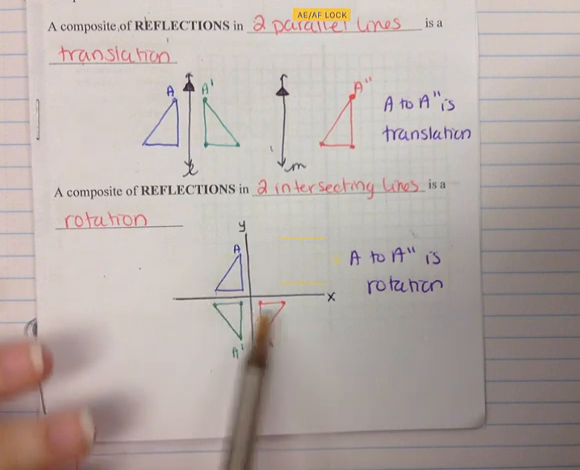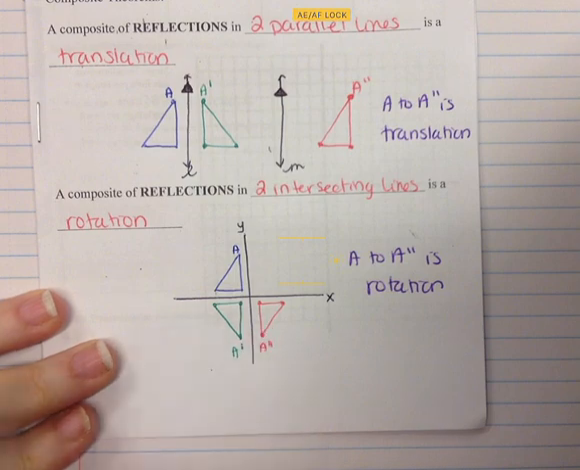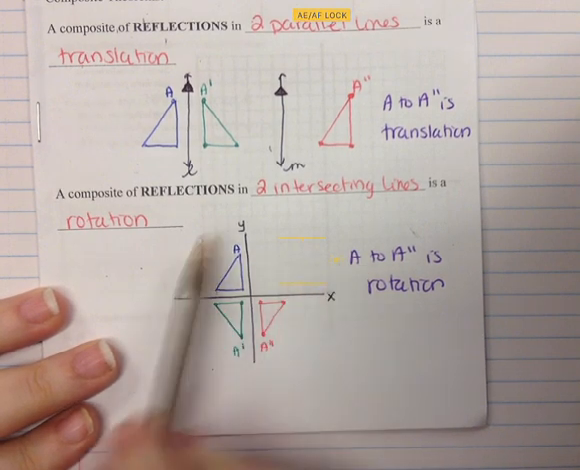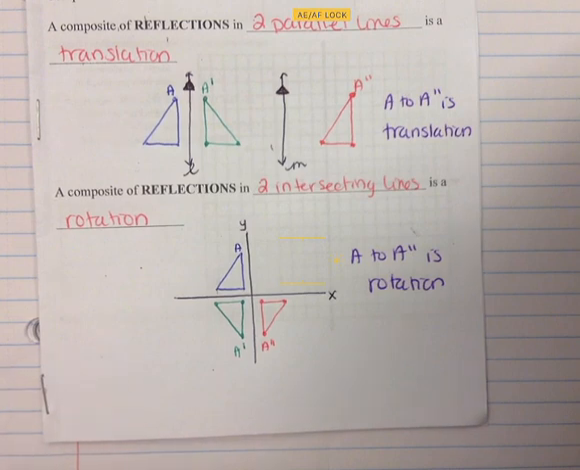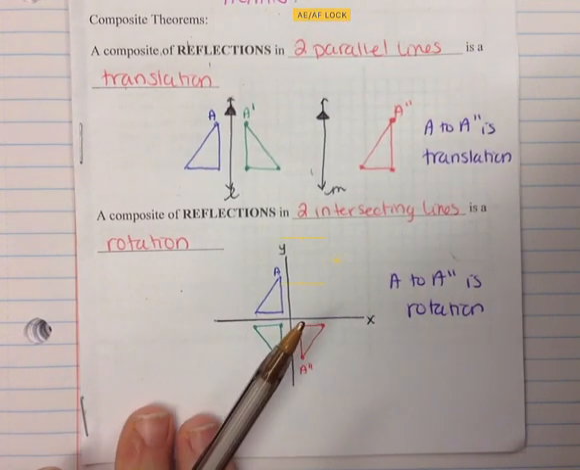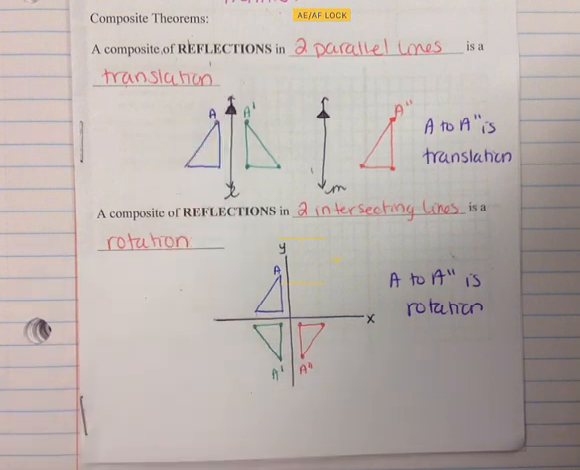Instead of having to know the rule, we could actually do the reflection, and it would be a 180 degree rotation. If it's on any other intersecting lines, it would not have that very specific 90 degree, 180 degree rotation. It would just be a different degree. These are the 2 composite theorems that could be used to shorten actual composites, or to shorten a rule.